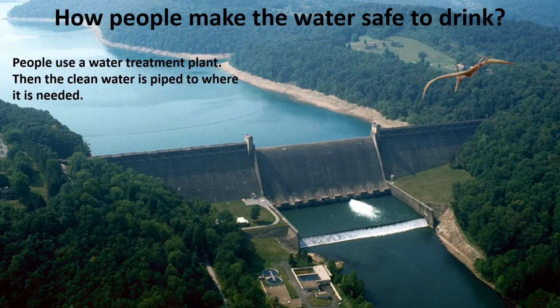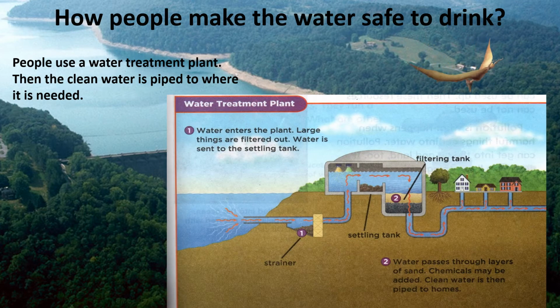People make water safe to drink. They use a water treatment plant. Then the clean water is piped to where it is needed.